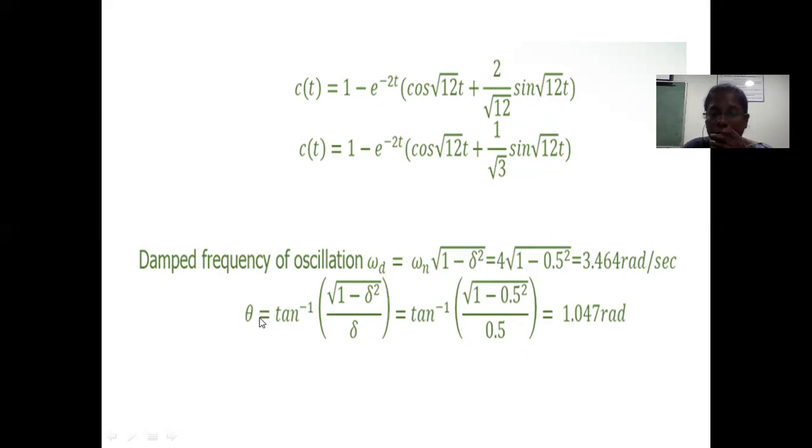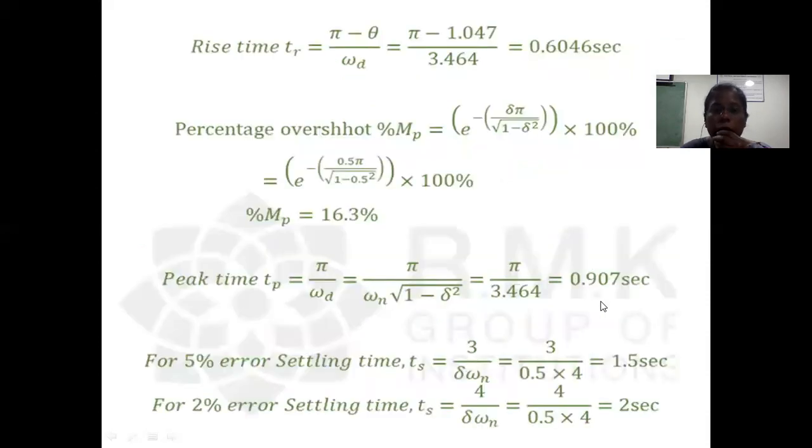Then we also have to calculate theta. Theta is equal to tan inverse of root of 1 minus eta square by eta. So substitute the eta value and you will get theta. Theta we should get in radians, not in degrees. We should convert that degree into radian, so multiply by pi by 180, right? Then finally, after getting omega d and theta, substitute in the formulas of rise time, peak time, settling time, and also the peak overshoot.